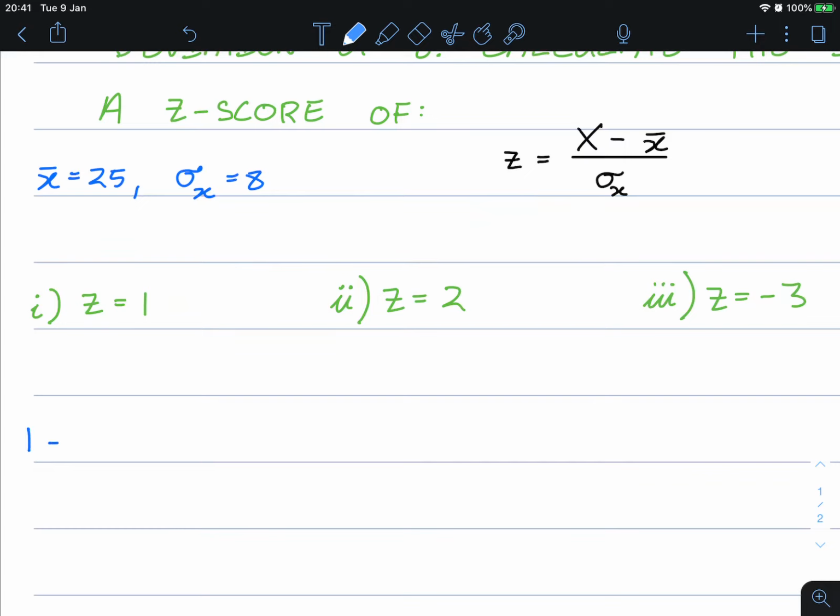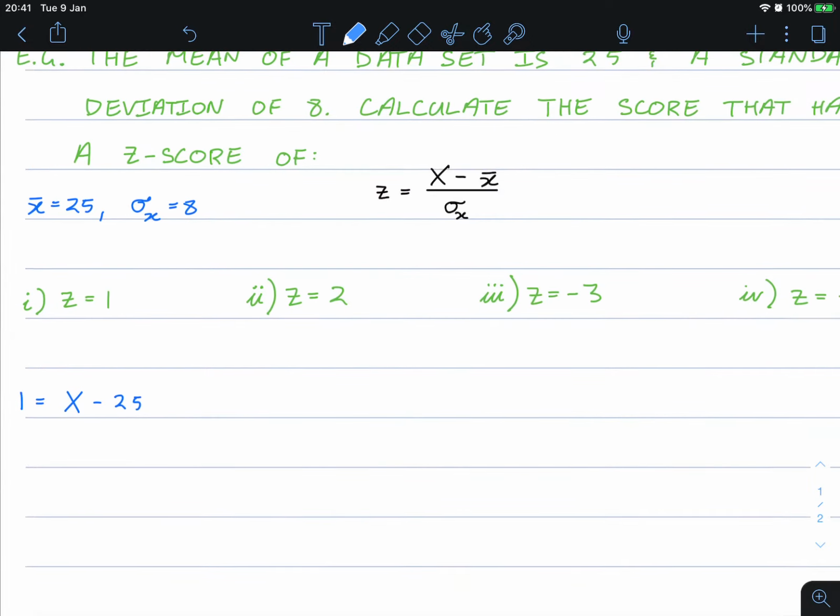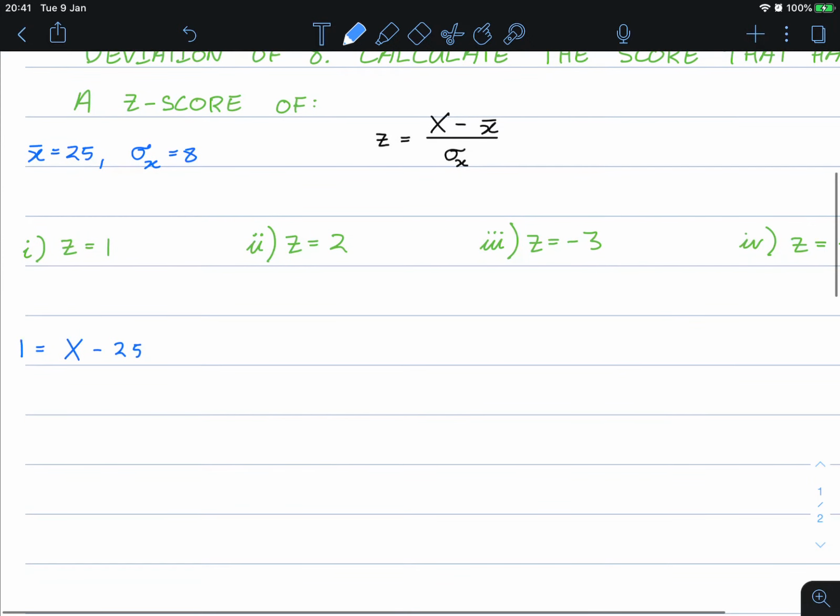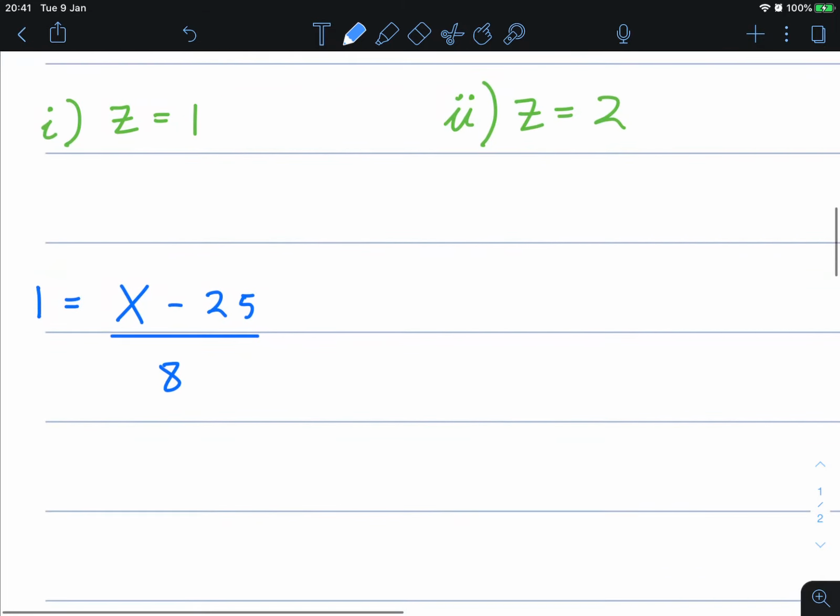So 1 is equal to, we actually don't know what this capital X is, so let's leave it as that. Let's subtract the mean, which is 25, so minus 25, all over 8, which is the standard deviation. Now it's just a matter of solving this equation for capital X.